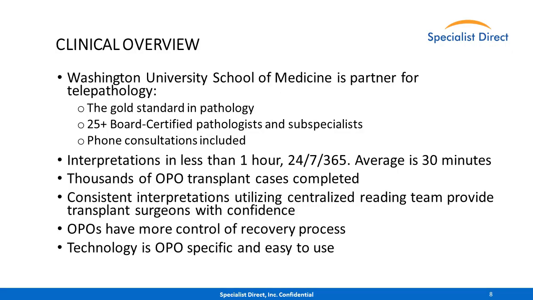Now, on the pathology side, I talked a little bit about my background in this. We wanted to make sure we utilize a partner in this area. We utilize WashU in St. Louis. They're really one of the gold standards in terms of pathology, with over 25 board-certified pathologists and subspecialists. They're our partners for the pathology side. The subspecialty is really a key. Having the liver and kidney subspecialists and folks that are expert in those particular modalities is critical, and also being available, could be in the middle of the night, to be able to discuss specific cases is part of this best practices clinically speaking. Interpretations average about 30 minutes, and thousands of OPO cases for transplant have been interpreted by the WashU team over the years.